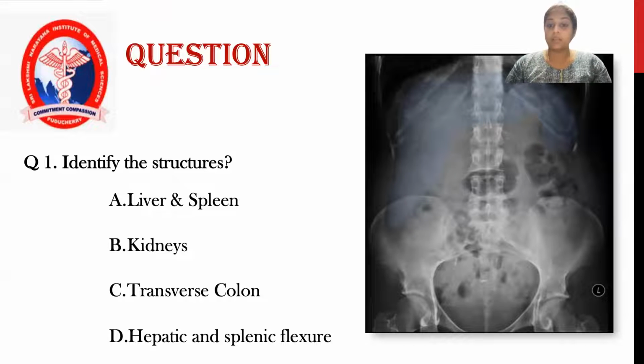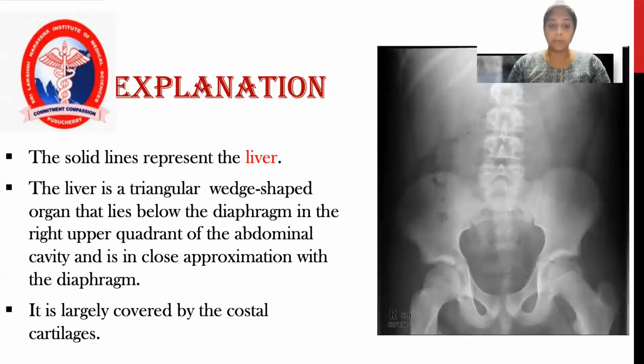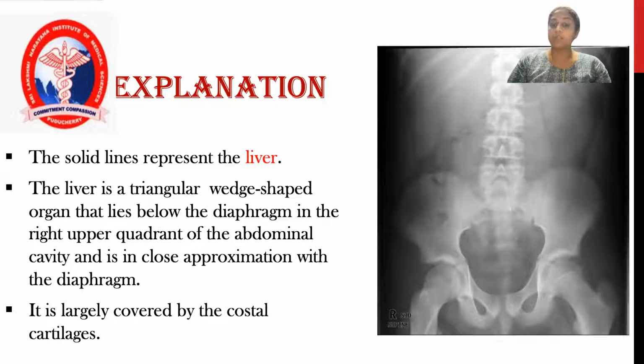The one on the right is the liver, and the one on the left is the spleen. We all know that the liver is a triangular wedge-shaped structure which lies between the diaphragm and the right upper quadrant of the abdominal cavity. It is also in close approximation with the diaphragm. It is covered by the costal cartilages.